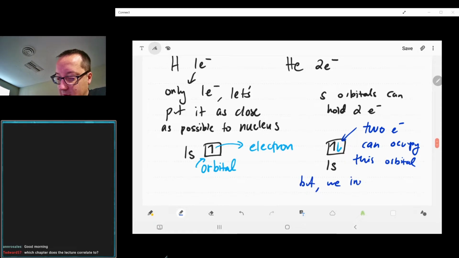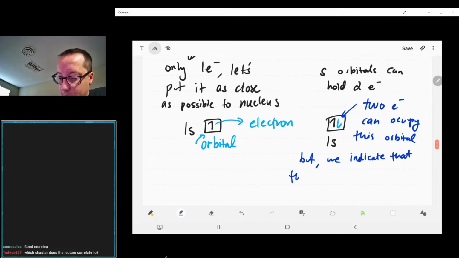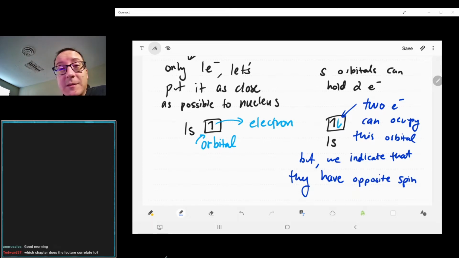But we indicate that this is a little fun fact about electrons. They spin in different directions. Whenever two electrons are sharing the same orbital, they're going to have opposite spin. Don't worry about spin. We're not going to worry about that until 111. So you can forget that. Just understand that if you're going to put one electron up within an orbital, the other one must go down. That's how we indicate the spins.